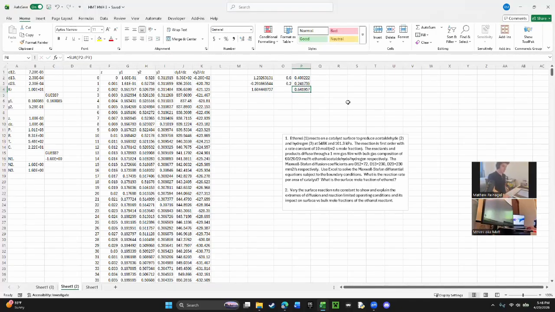Okay, so we have a placeholder value, and what we're going to use this for is to use Excel Solver to change y1 and y2 to become our desired values for the mole fractions of 0.6 and 0.2. So hopefully when we use Excel Solver over here, we should be able to, sorry, hold on.